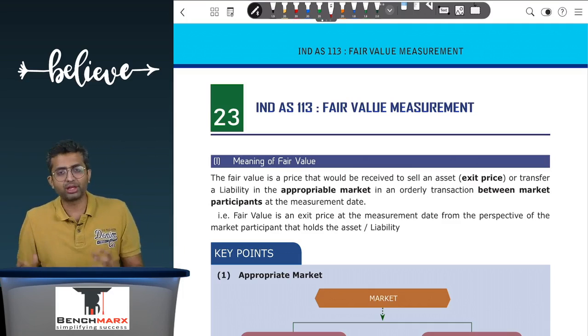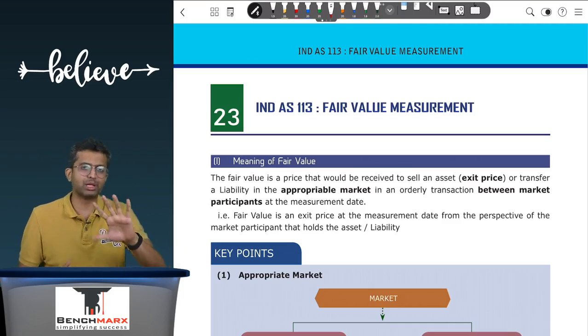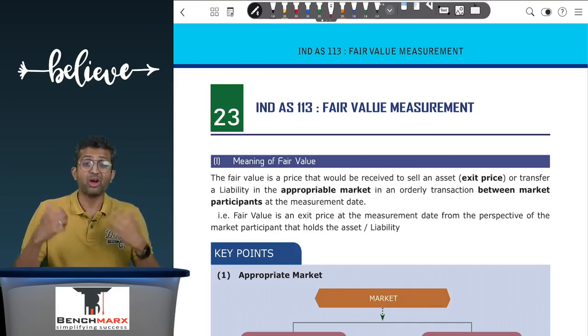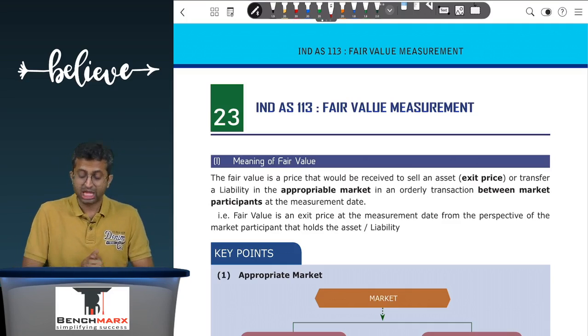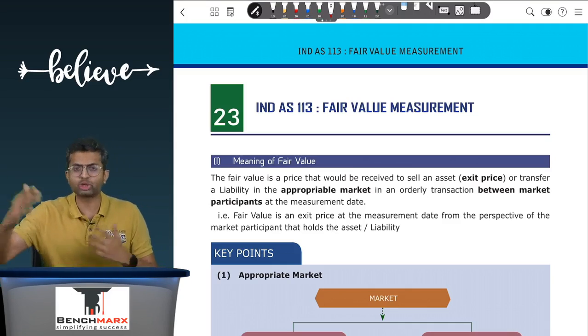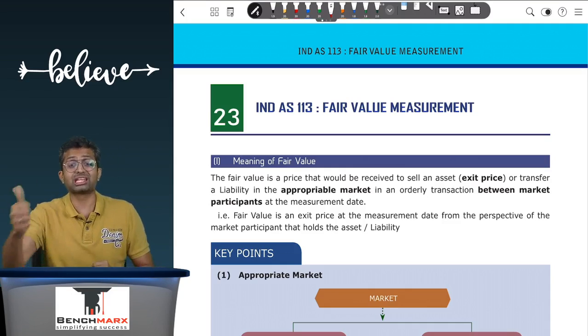So how is fair value defined? There are 5 main pillars that go into the fair value determination. First, fair value is a price that you receive if you were to sell an asset or transfer a liability. That is, it is an exit price.